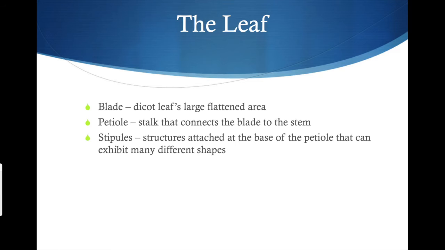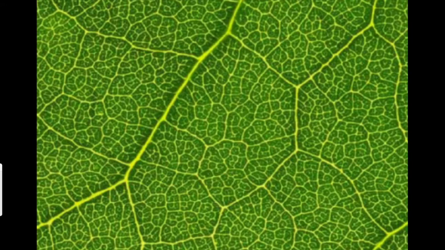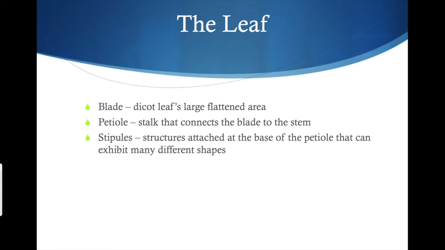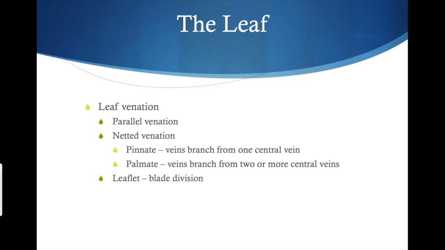So breakdown of the leaf, moving into our diagrams. Okay, so we're going to get into some of the breakdowns of the leaf. First part is the blade. The main part of the leaf that you see is the blade. The dicot's large flattened area, right? The petiole is what connects the blade to the stem. Stipules are structures attached to the base of the petiole that can exhibit many different shapes. Okay, so these are some of the breakdowns of the leaf. You'll see a diagram of it as we move forward.